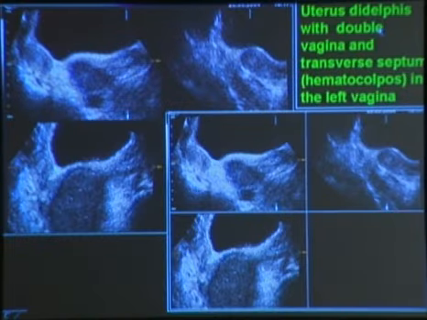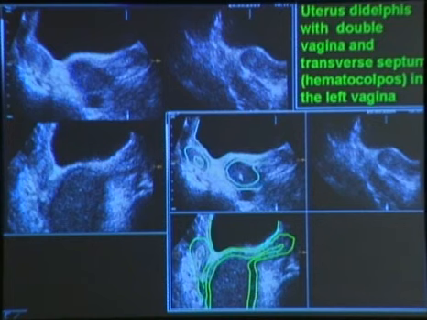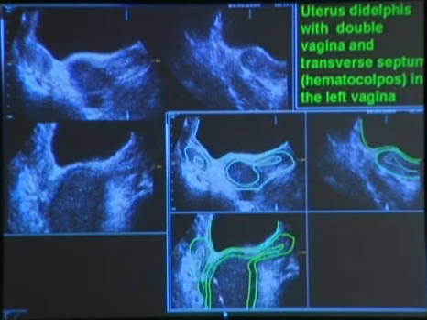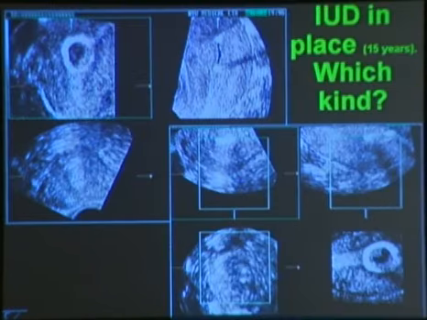Complex anomalies. Now, complex anomalies also, the 3-dimensional ultrasound really helps. In this case, I'm not sure whether you can make heads or tails out of this one, but after looking at it many times, I saw that this young patient had a didelphic uterus with double vagina, and the transverse septum in the left vagina causing the blood to stagnate there and flow back into the cavity, while the other uterus clearly had connection and the menstrual blood came to the surface.